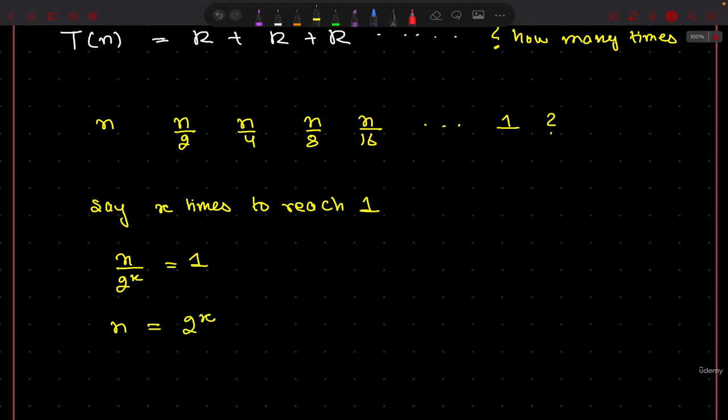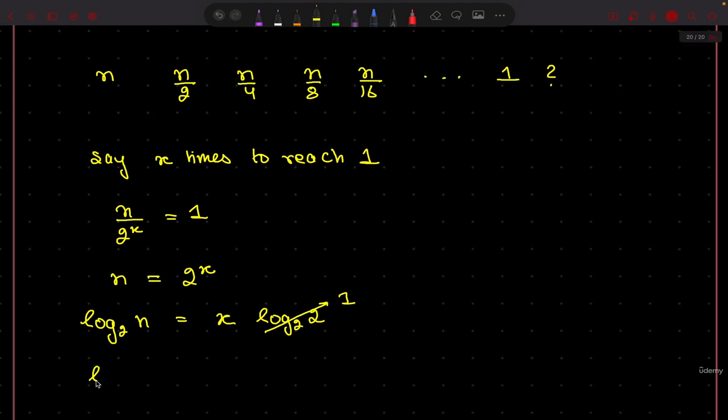There is a very beautiful mathematical operation known as log. So if I take log base 2 of n, I will get x log base 2 of 2. Log base 2 of 2 is 1. It basically asks you, which power of 2 will give me 2? That's 1. So you can change this to 1. And finally, you get x equal to log base 2 of n, which is going to be your x. I hope the whole approach of how I found my x is clear.